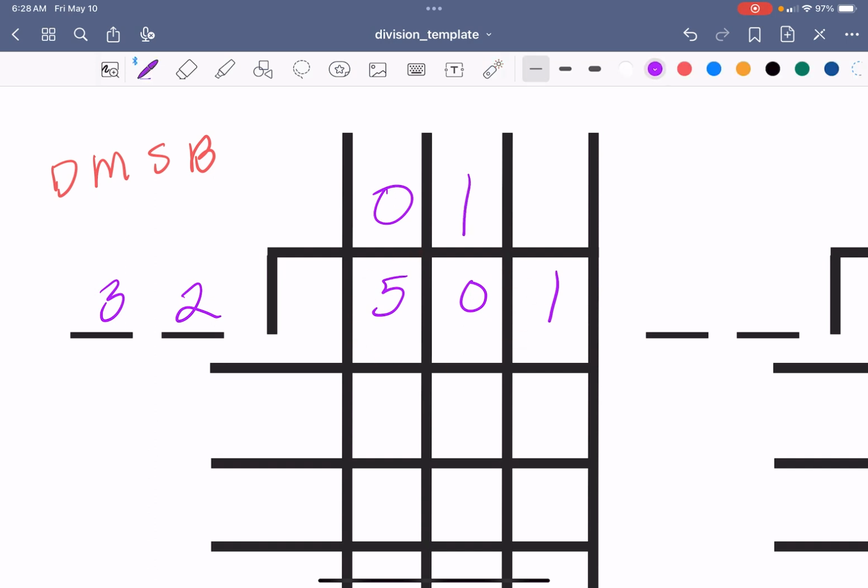How do I know that? Because 32 times 1 is 32. 32 times 2 is 64. And 64 is too big. So I have to use 32 times 1. So next I'm going to multiply. 1 times 32.